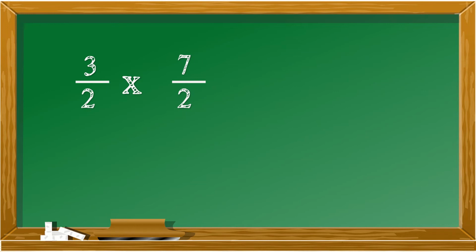So again, you will just need to multiply the denominator by the denominator. The answer is 4. And multiply the numerator by the numerator. The answer is 21. And the answer is 21 over 4. But 21 over 4 is an improper fraction. So we need to change this into mixed form.